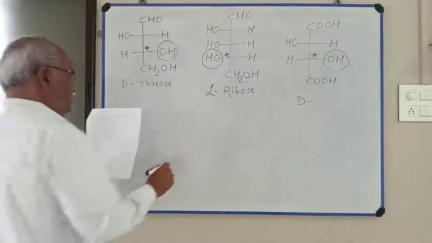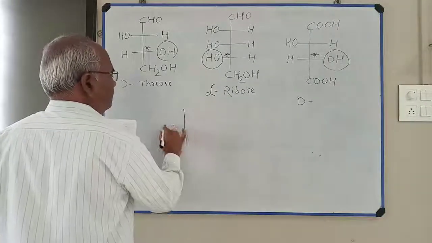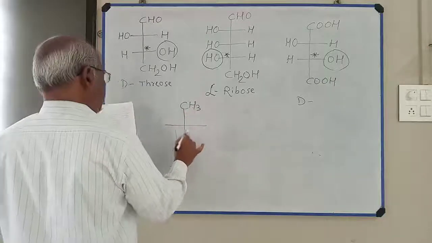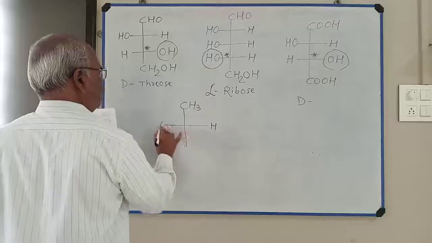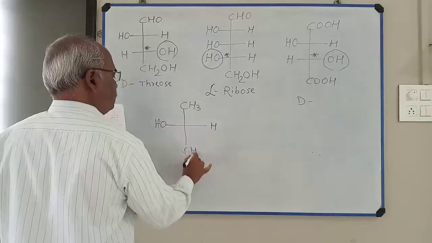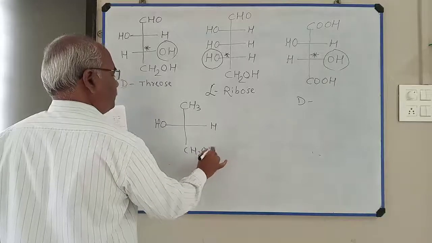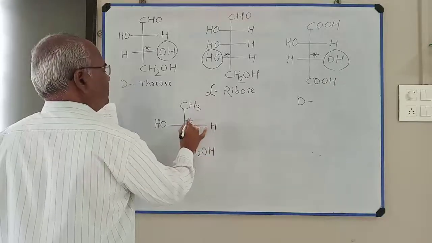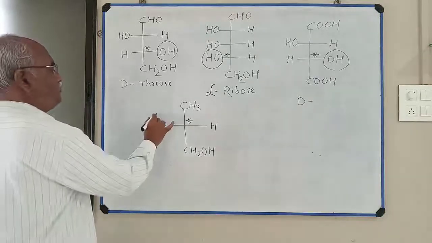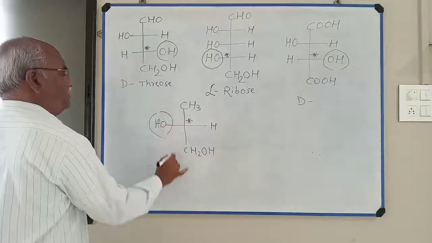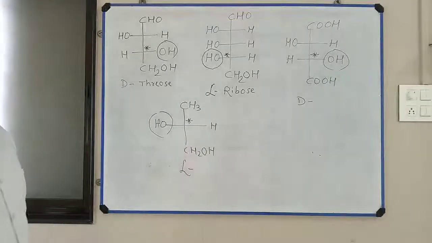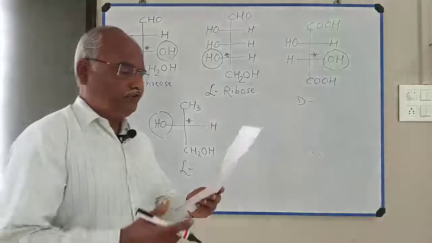Next example, CH3, H, OH, CH2OH. It has only one asymmetric carbon atom and the OH group is present on left hand side, therefore it has L configuration. It has L configuration.